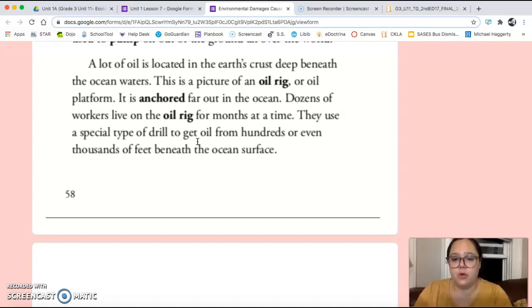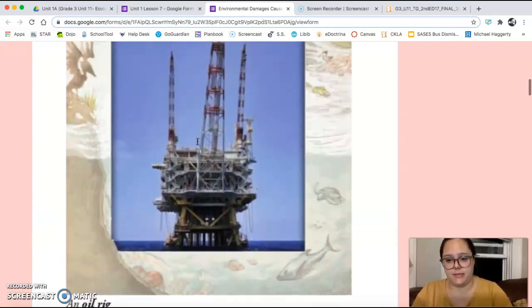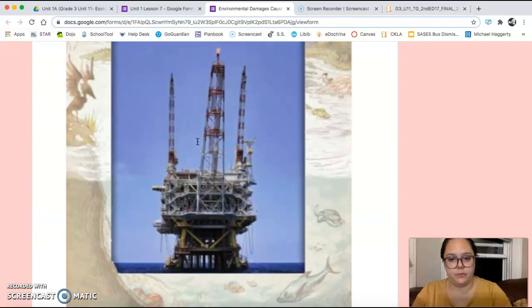This is a picture of an oil rig or oil platform. It is anchored far out in the ocean. Dozens of workers live on the oil rig for months at a time. They use a special type of drill to get oil from hundreds or even thousands of feet beneath the ocean surface. And this is the oil rig.